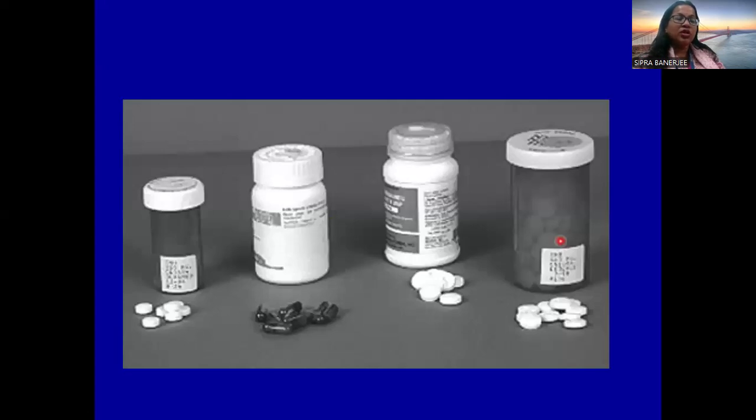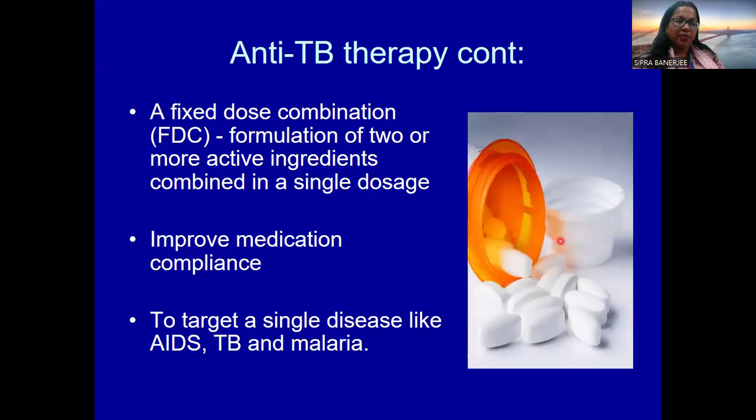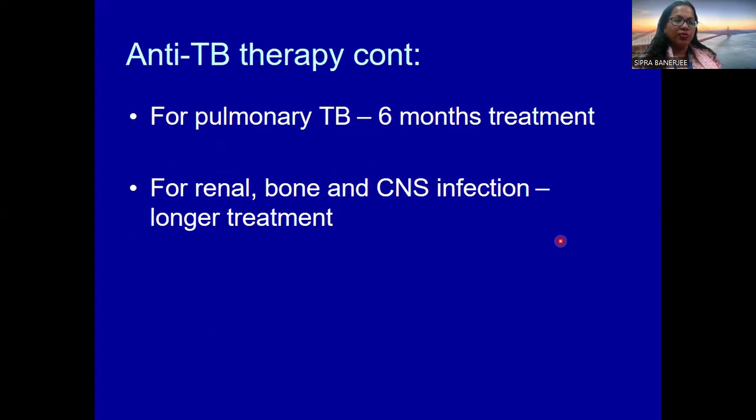These are the four categories of drug: ethambutol, rifampicin, isoniazid, and pyrazinamide. A fixed dose combination, that is FDC, has two or more active ingredients combined in a single dose. They improve medication compliance because a patient cannot easily take four drugs continuously. So they have given one single dose which combines all four drugs. This is also formed to target a single disease like AIDS, TB, and malaria. For pulmonary TB, 6-month treatment should be given. For renal, bone, and CNS TB, longer treatment is required.